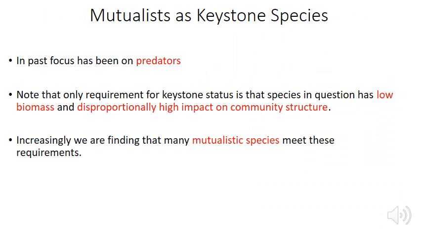So in the study of keystone species, in the past we've tended to focus mainly on predators, and that goes all the way back to Robert Paine, who kind of coined the term keystone species. But increasingly we're finding that many mutualistic species also meet the requirements. In other words, they have low biomass, but a disproportionately high impact on community structure.